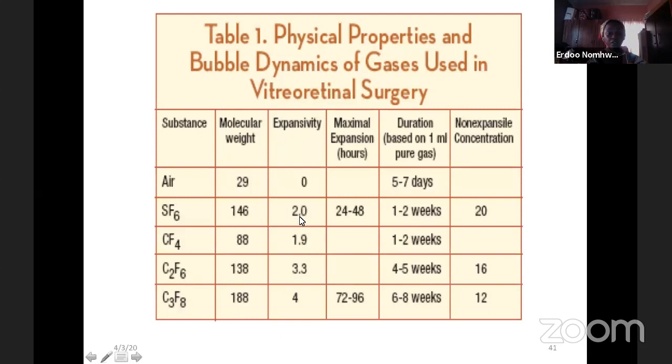So if I inject 1.5 mils, I expect it to expand by 2, and it stays for about 1 to 2 weeks. And then the other one commonly used is the perfluorocarbon, the C3F8 gas, which can expand by 4 and has a duration of 6 to 8 weeks.